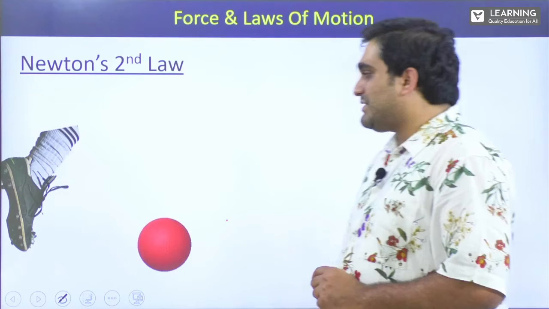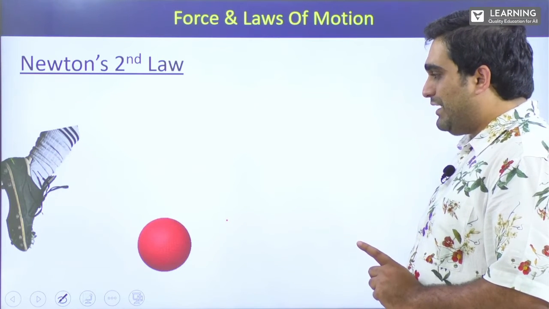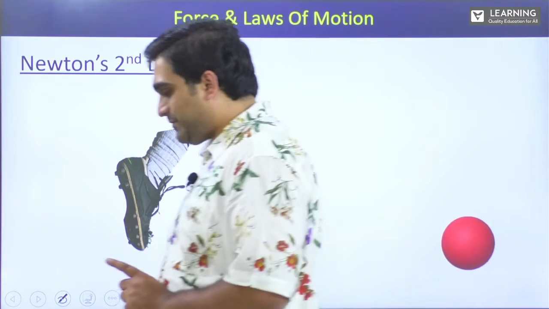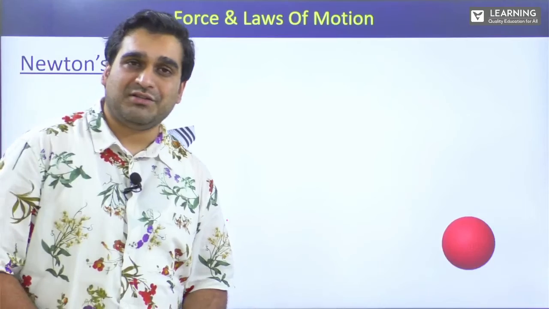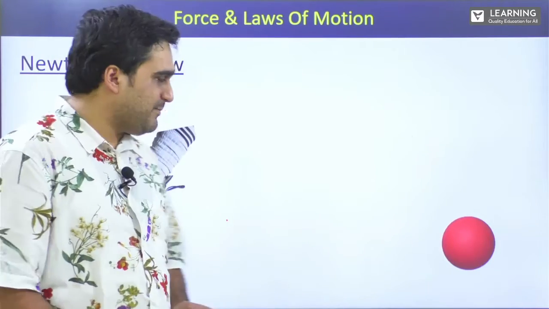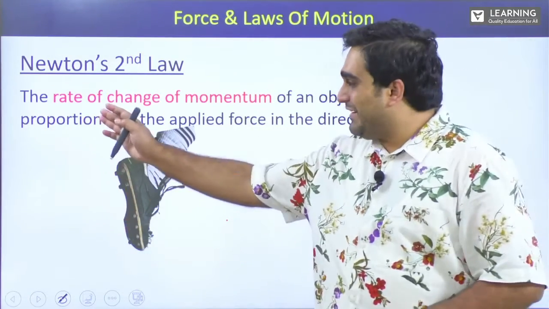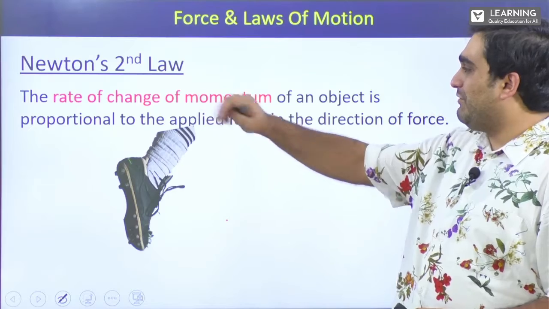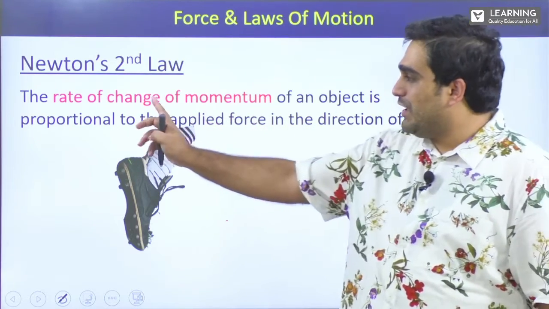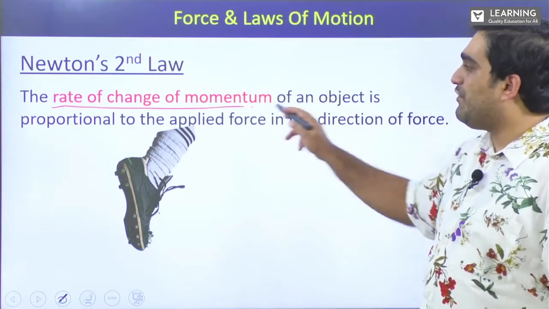Let's take this example of kicking of a football. When this football is kicked, the ball displaces. Quite simple action. You kick a football and the ball displaces. Here we go. Like I told you that I will show you the definition at a later stage. The rate of change of momentum of a given object is proportional to the applied force in the direction of force.